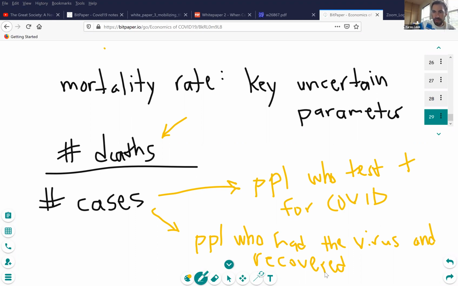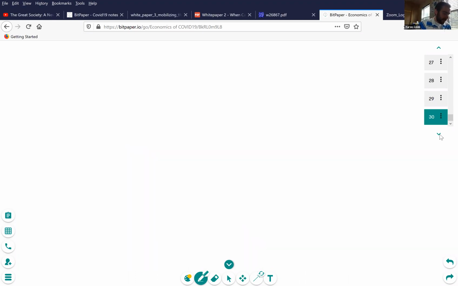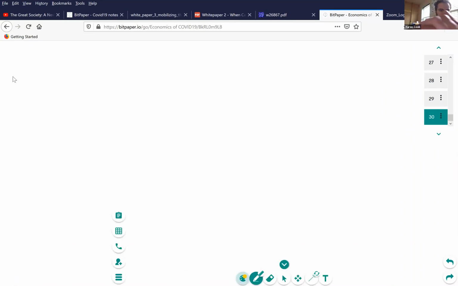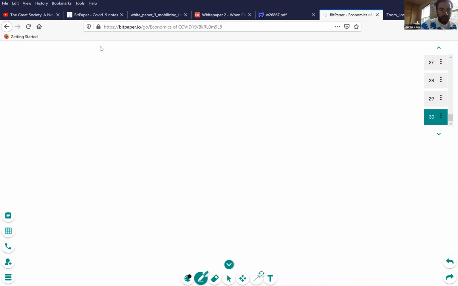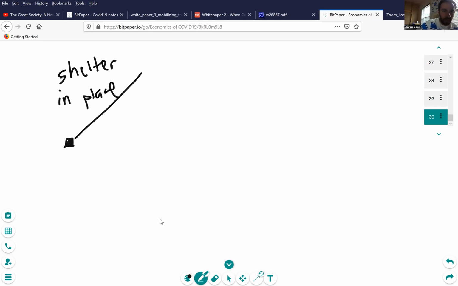So let's think about a decision tree here. A decision tree under some degree of uncertainty. We have maybe two policy choices. One is shelter in place. Two is just to conduct business as usual.